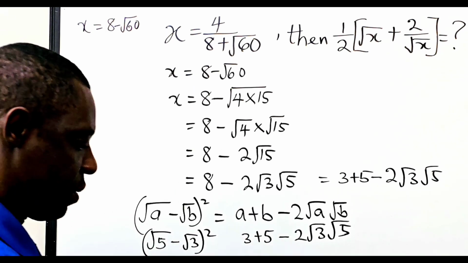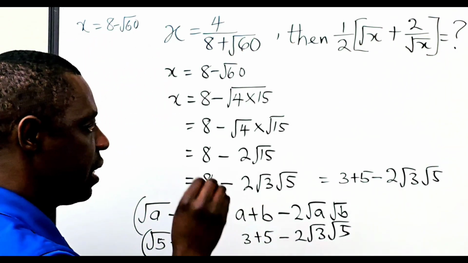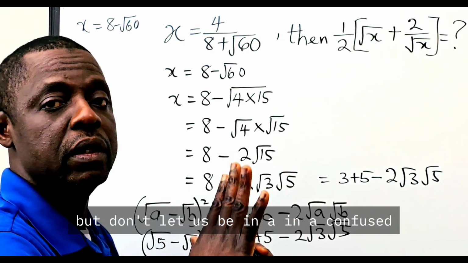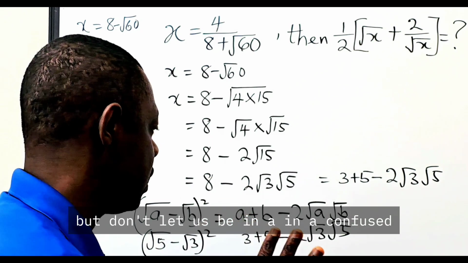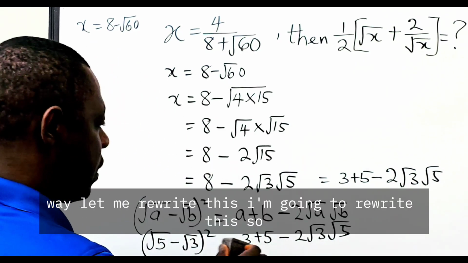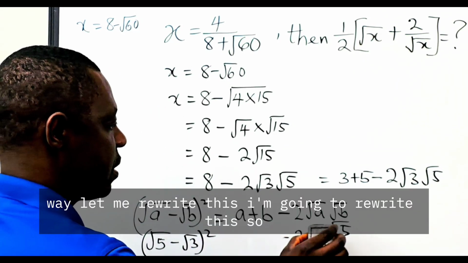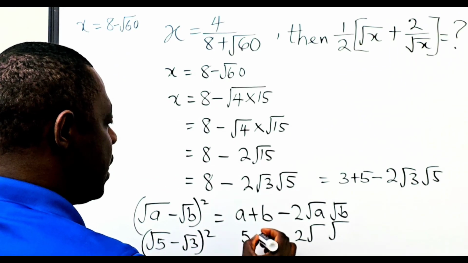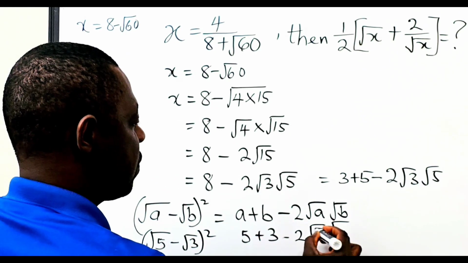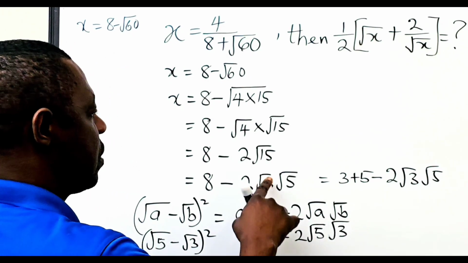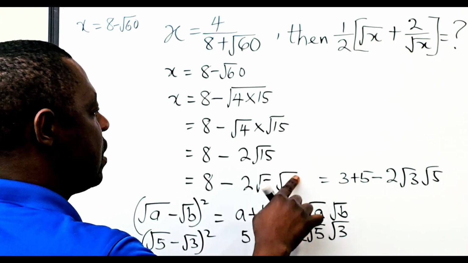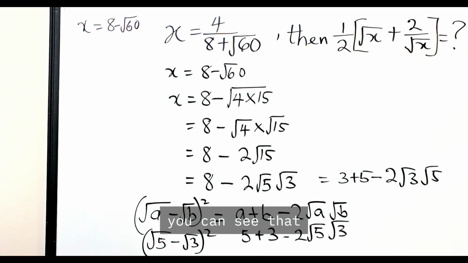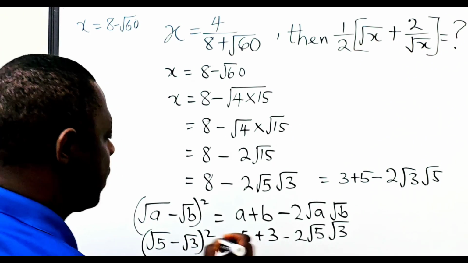But to make it easier for us, let's take 5 in the front. Even though this does not really matter, let us not be confused. Let me rewrite this so that we know that a equals 5, b equals 3. So this is 5 and this is 3, and in that way you can see what we have.